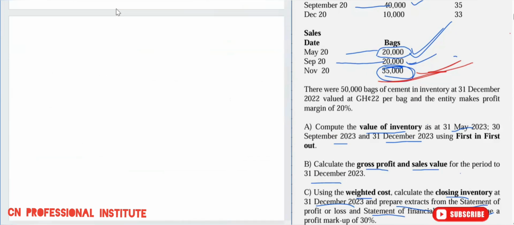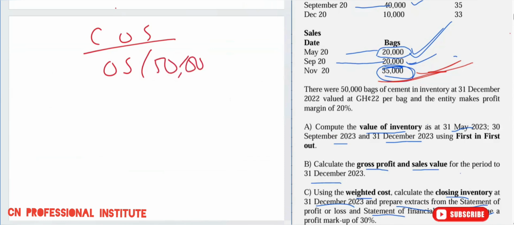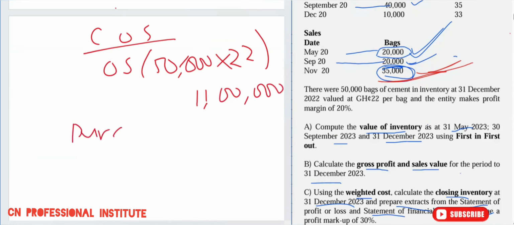So let me write. We said cost of sales. We start with opening stock. The opening stock, we had 50,000 bags. Are you following? Times 22, right? So 50,000 by 22, and that gives us 1,100,000. Then purchases. So we have opening stock.